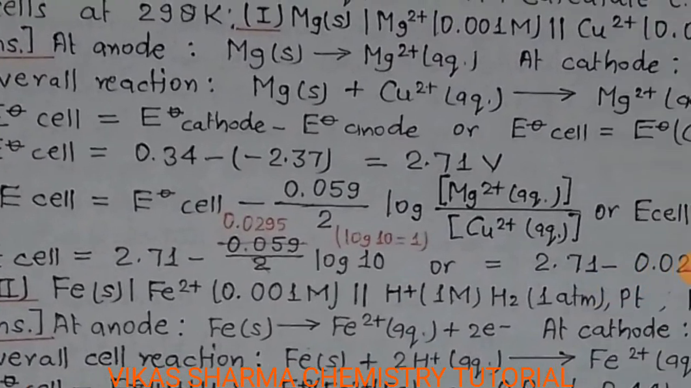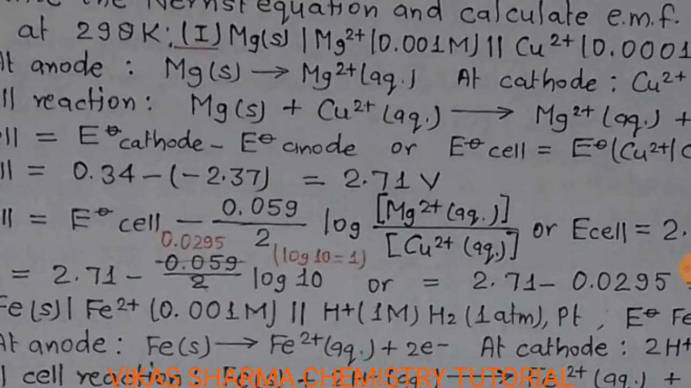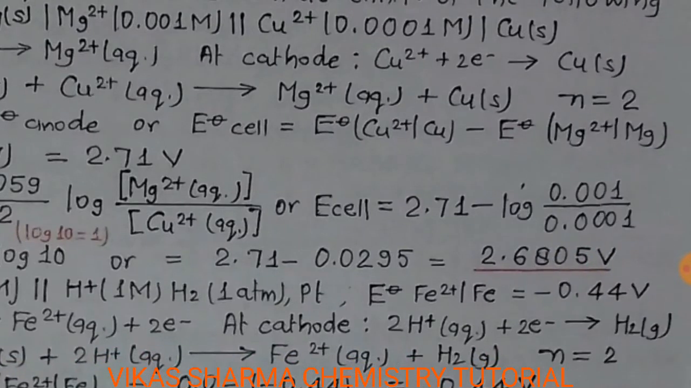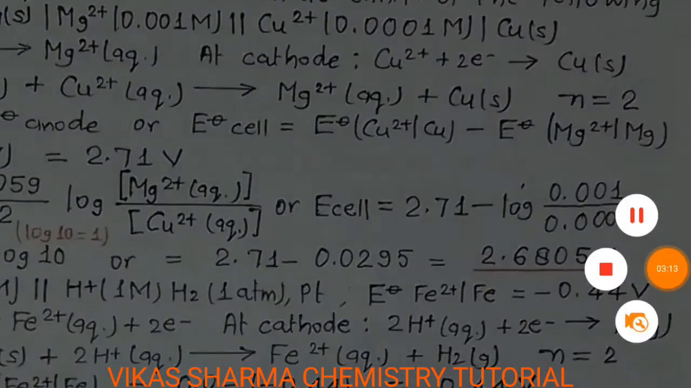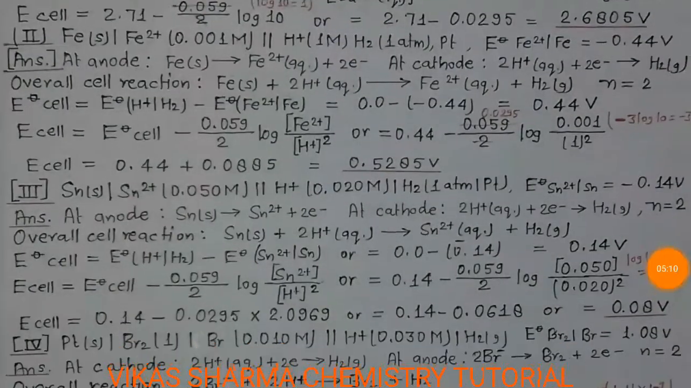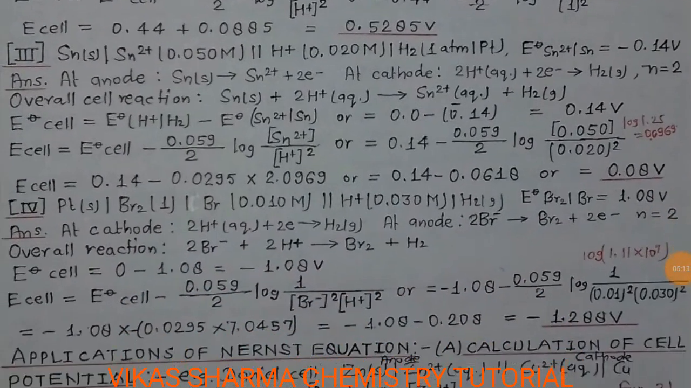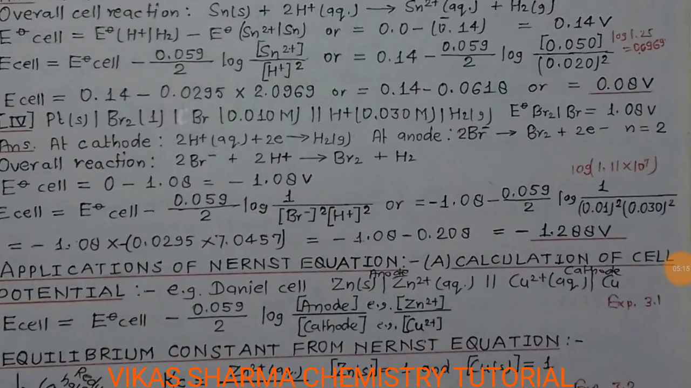So student, after solving this question, the answer is 2.6805 volt. Student, the second, third and fourth segments are also based on this type. After seeing the display, you can solve this question with the help of this.